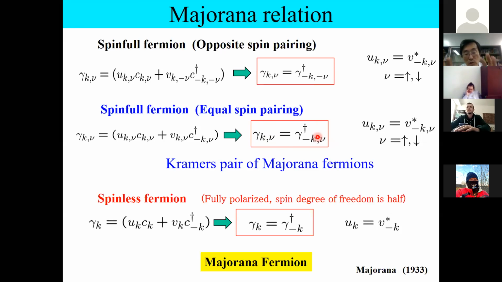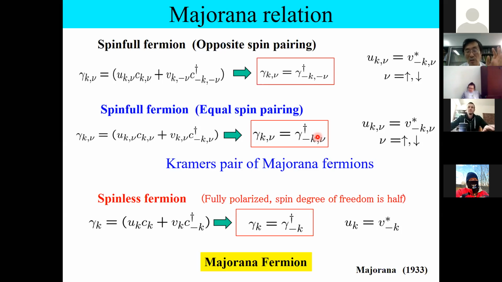On the other hand, the most dramatic and most interesting case is realized for the spin fully polarized case. In that case, a spinless fermion is generated, because only one spin sector exists. In that case, gamma k equals gamma minus k dagger is satisfied. It is called Majorana fermion, originally introduced by Majorana in 1933.